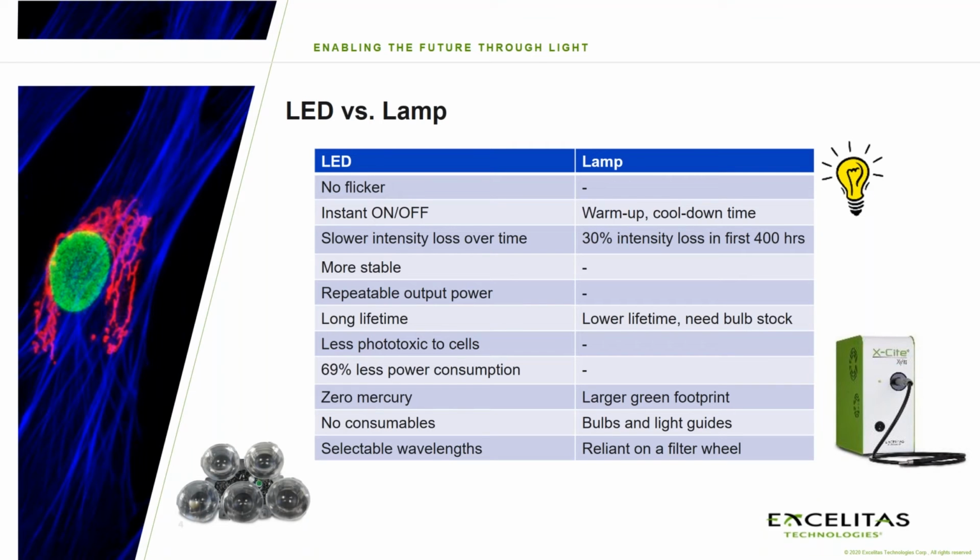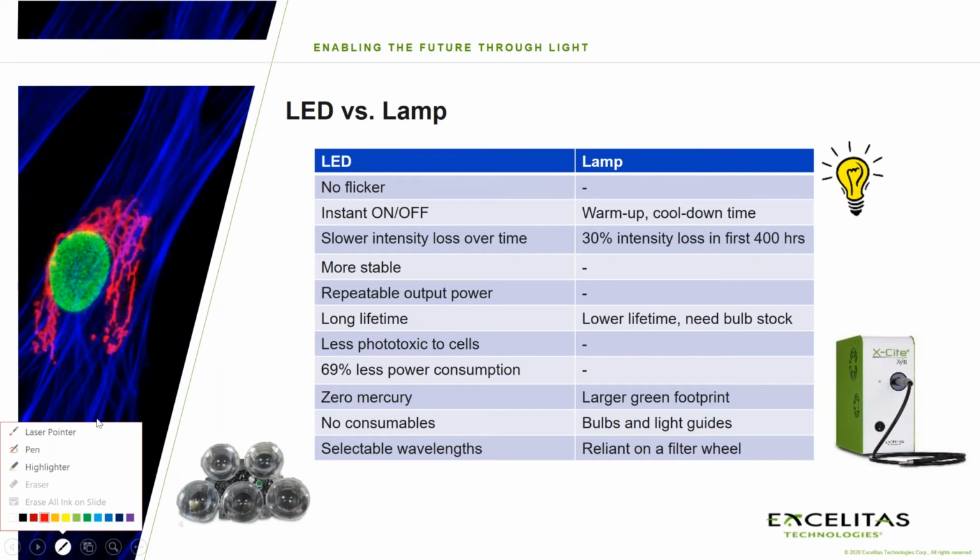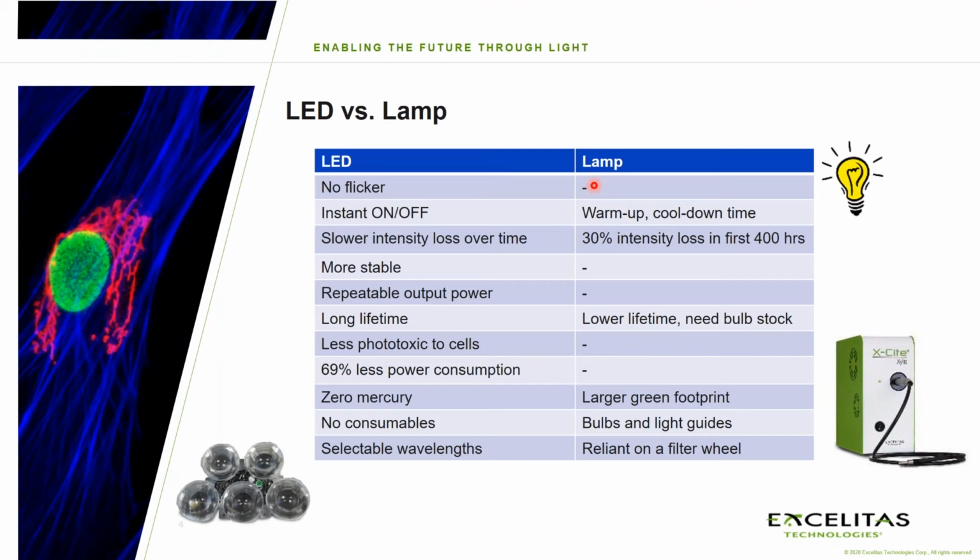So why would one use LEDs versus lamps? The lamp could be a xenon lamp or a mercury lamp. Lamps have flicker just because of the inherent properties of the way they produce light. LEDs don't have flicker because it's a uniform voltage that allows the light to be emanated. LEDs have instant on and off. Lamps require warm up and cool down time.